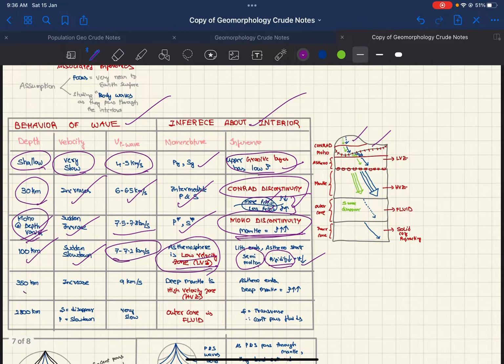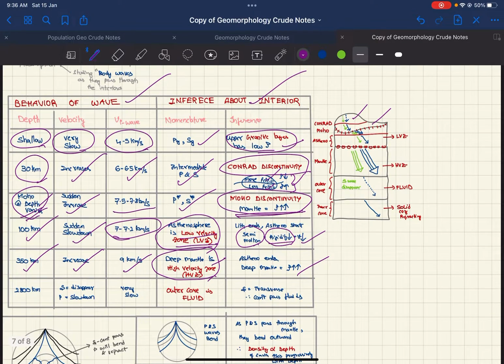At 350 kilometers depth, asthenosphere ends. Hence, there is an increase in velocity to 9 kilometers per second. Hence, deep mantle is called high velocity zone. At 2800 kilometers depth, S waves will disappear and P will slow down. The velocity is very slow. This shows us that outer core is completely fluid because of the silicon impurities. Since S wave is transverse, it cannot pass through fluids.